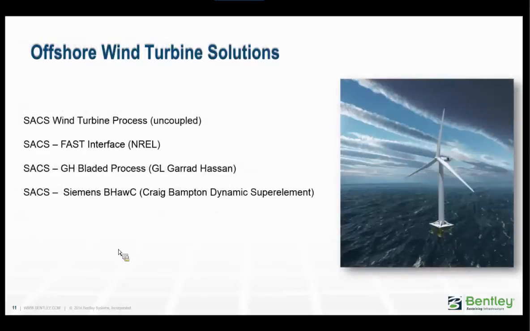Now in SACS we have various options available, and the first one is what we call the SACS wind turbine process. This is an uncoupled process. And then we also have the SACS interface to the FAST aeroelastic program, and also an interface to the GH Bladed aeroelastic program as well. And currently, we've just recently developed a dynamic superelement to communicate with the Siemens BHawC aeroelastic program.